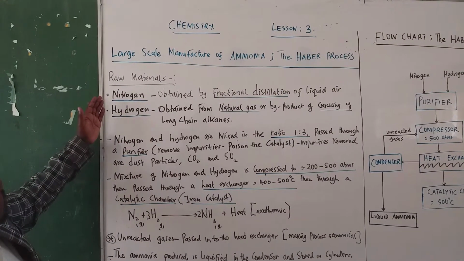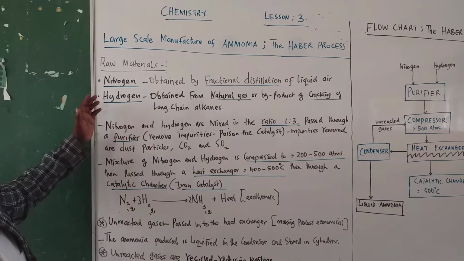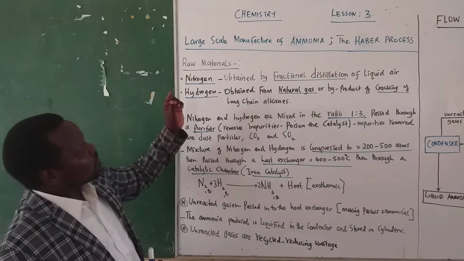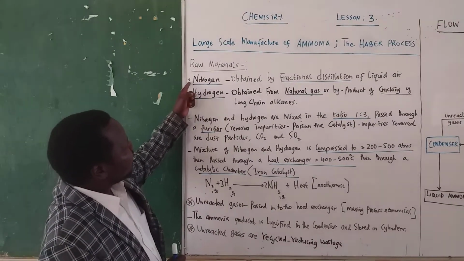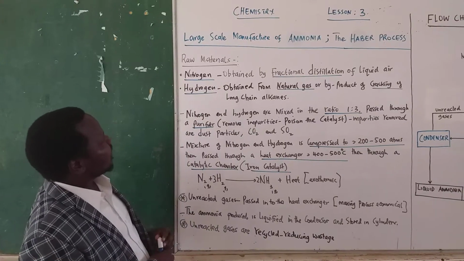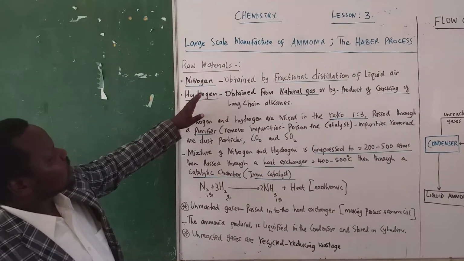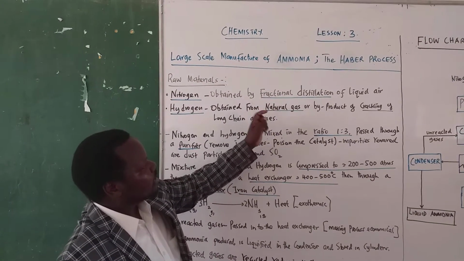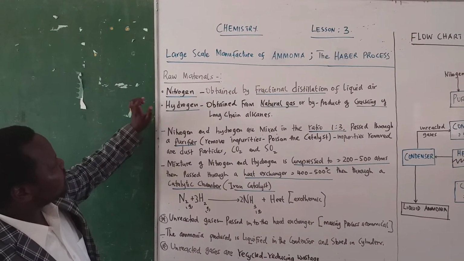The raw materials, one is nitrogen and the other one is hydrogen. Actually, ammonia is a compound that comprises nitrogen and hydrogen in the ratio 1 to 3, and we shall see that shortly. The source of nitrogen is mostly the fractional distillation of liquid air. That is the main and major source of nitrogen.